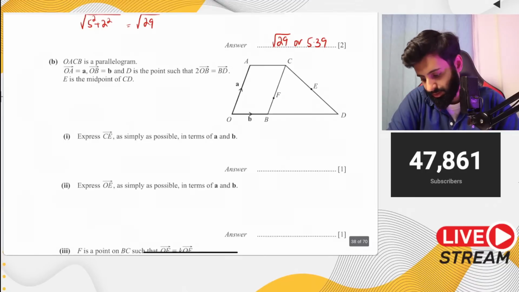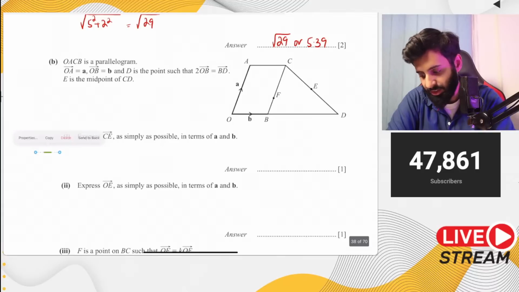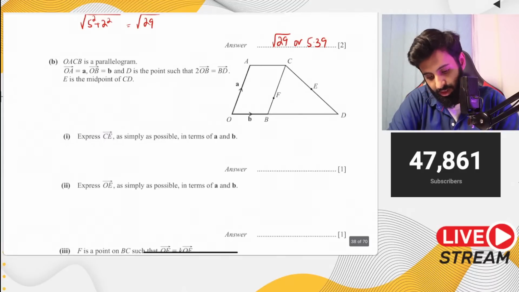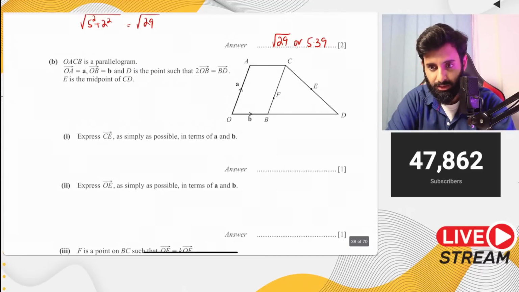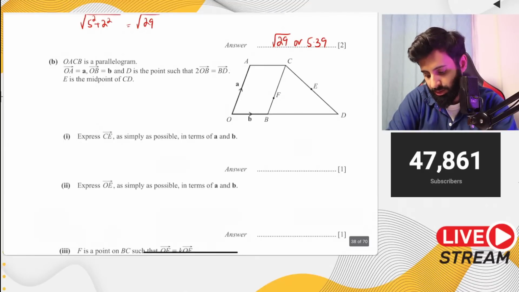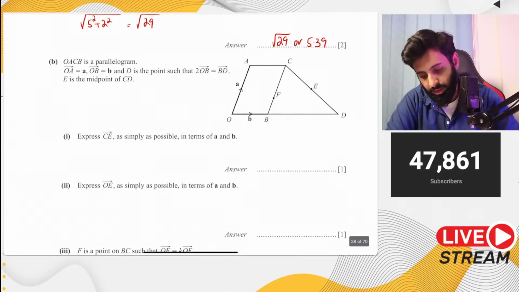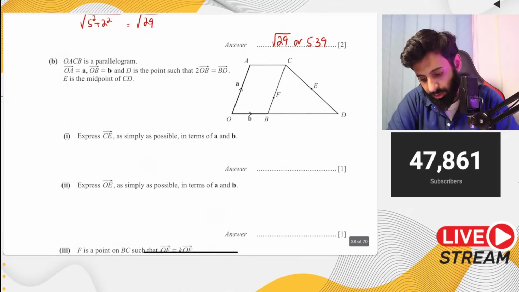All right, now let's solve this question. It says OACB is a parallelogram. All right, OA equals A, OB equals B. Okay, and then the question says, D is the point such that 2 times OB equals BD. Okay, so with the help of that information, let's see what we can find out. If the question says that 2 times OB is equal to BD, that means 2 times B equals BD.